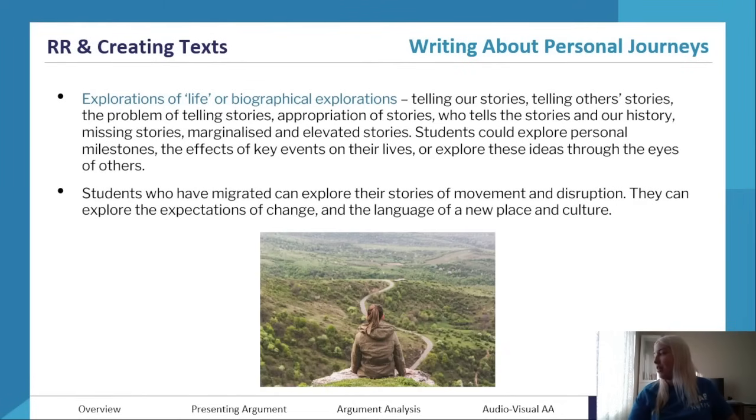Writing about personal journey. So opposite to protest, this is the most broad framework that you have, the most freedom and things to write about. So these can be explorations of life or biographical explorations. It could be an autobiography, a person reflecting on key moments of their life. Or you could be telling stories. It could be talking about someone's life path, life journey, personal milestones, key events in their life. So this is actually really easy to write about yourself with this framework. Or you could even explore ideas through the eyes of others. Similarly to country, migration and stories of movement and disruption are also suitable to write about under this framework.